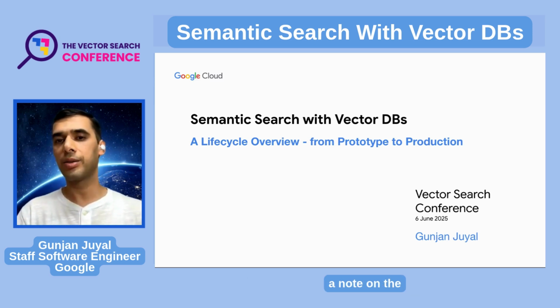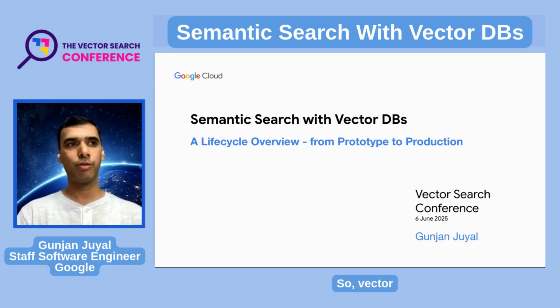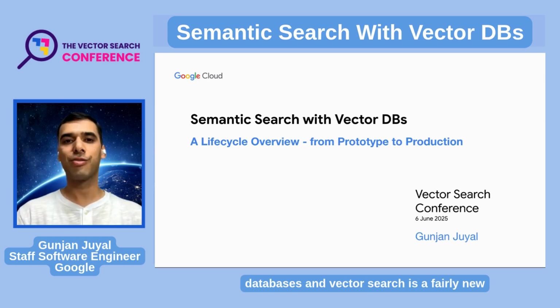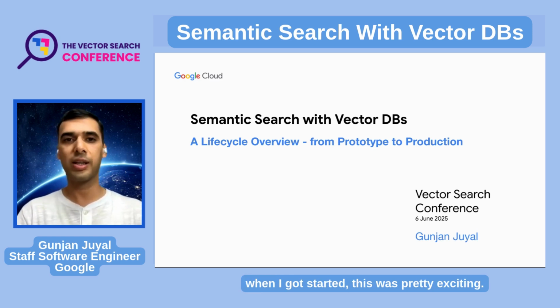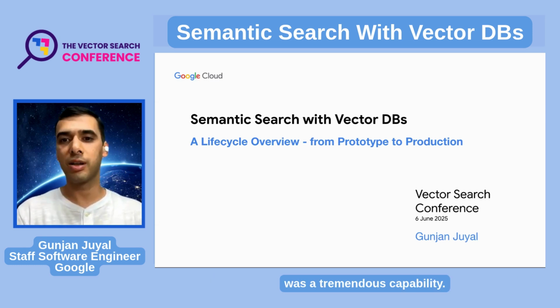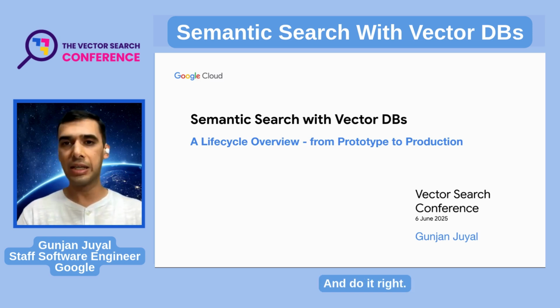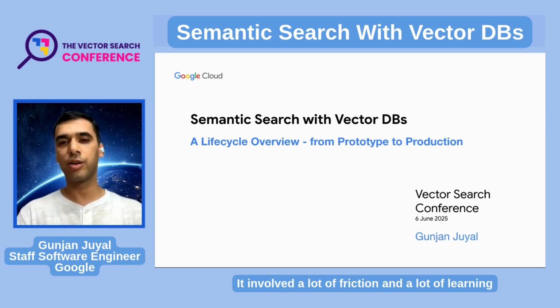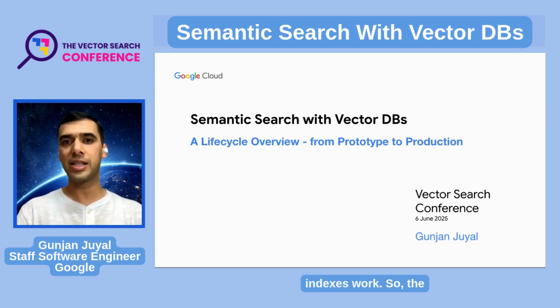Before I start, a note on the motivation for this talk. Vector databases and vector search is a fairly new capability that has only come up in the last couple of years. In my personal journey, when I got started, this was pretty exciting. The kind of search capabilities you got and the results was a tremendous capability. But the process for learning how to do it and do it right involved a lot of friction and a lot of learning and relearning things which I thought I knew about databases and how indexes work.